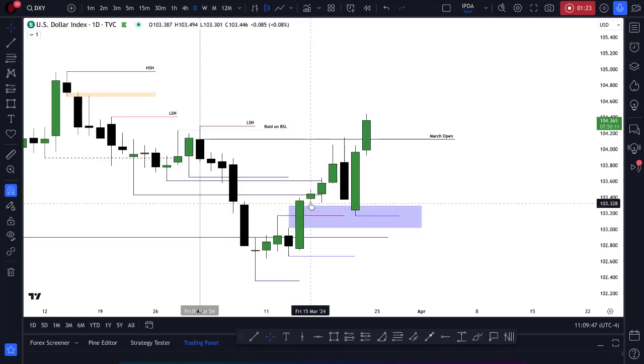Buy side imbalance, sell side inefficiency. Price trades right down into it and trades right back up. A quick repricing, very quick. While doing that as well, it also breaks a swing high formation right here, and now it's above March's opening price. And then it breaks this swing high formation as well.